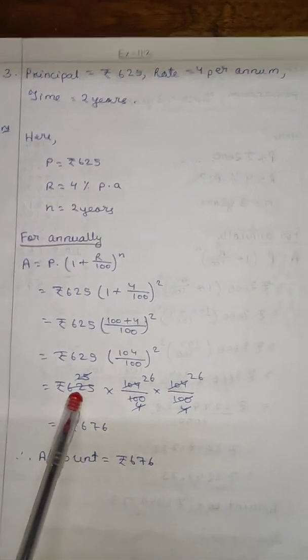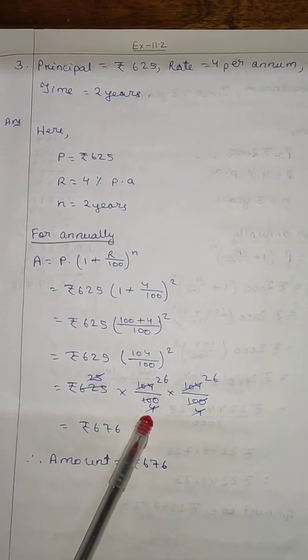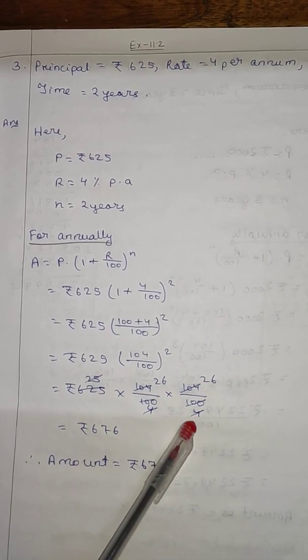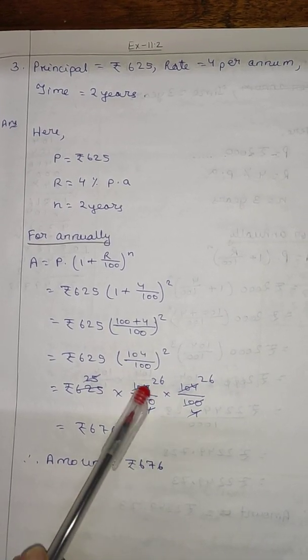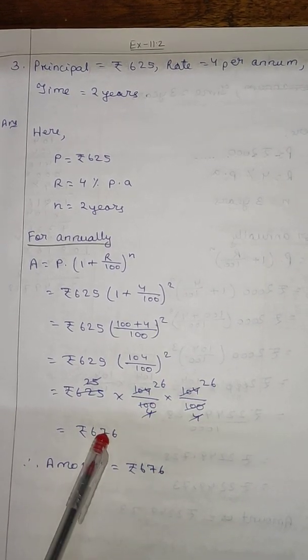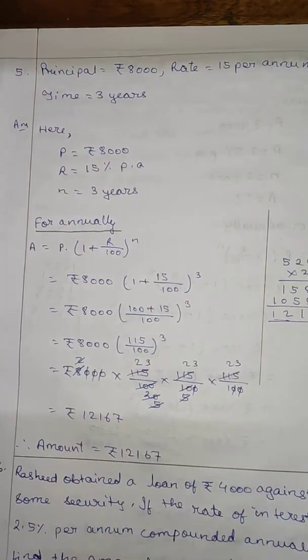Cancellation by 25 you can try. 25 25s are 625, 25 4s are 100. By 4 you can cut this one, 26. Again by 25 you can cut this, 4. 4 into 26 gives us 104. 26 26s are 676. So amount is rupees 676.